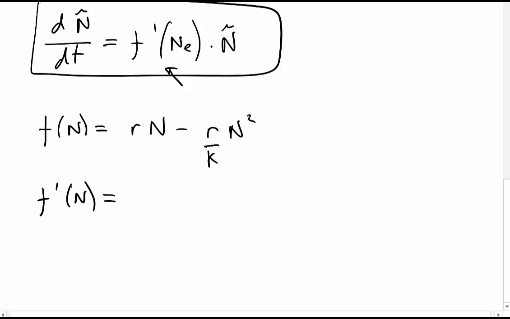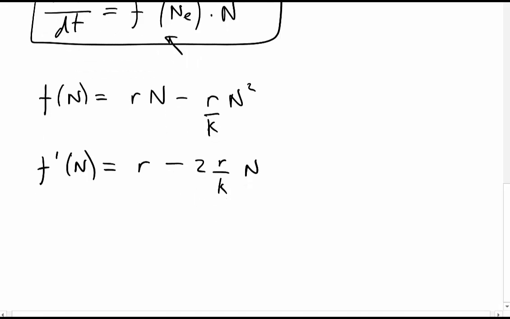So the derivative of this thing will be equal to r, because I'm differentiating with respect to n. So this is just r, minus, this is just a constant, the r on k, so I'm just going to keep it there. And then this is going to become minus 2n, reducing the power by 1. So this is effectively what I end up with. And then if I take an r out again, so r times 1 minus 2 on k times n. This is effectively what I end up with.